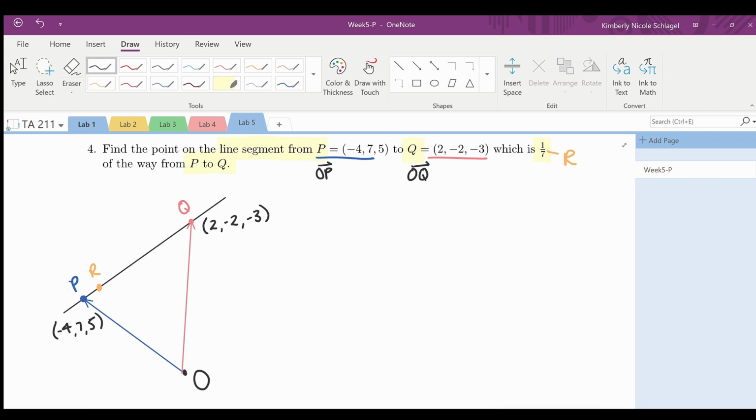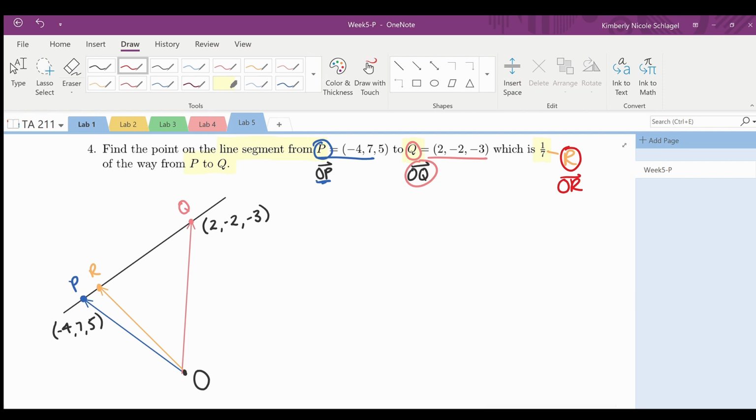Because we need to find R, we know that we need to find OR, right? So we need to find the vector from the origin to R. And this should make sense because, as we just talked about, our vector P is actually OP, and our Q is actually OQ. So then our R here should be OR. Okay, so that's what we're trying to find.